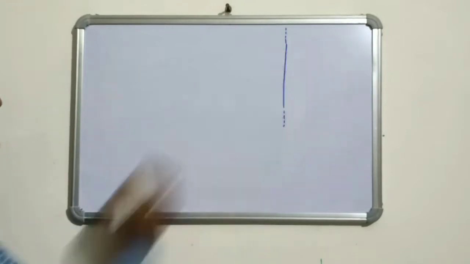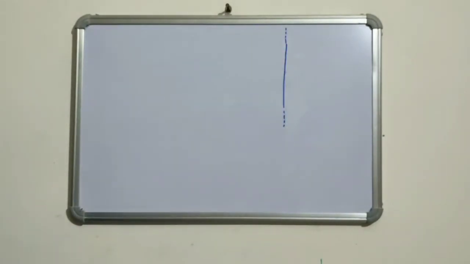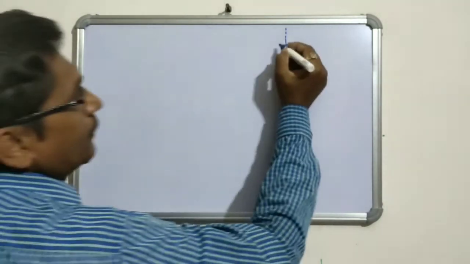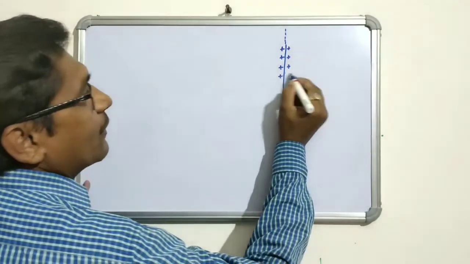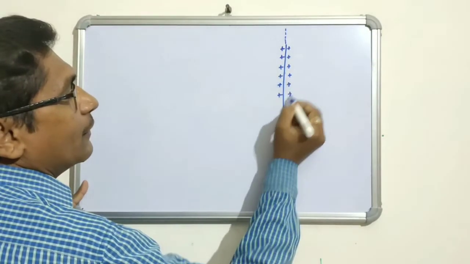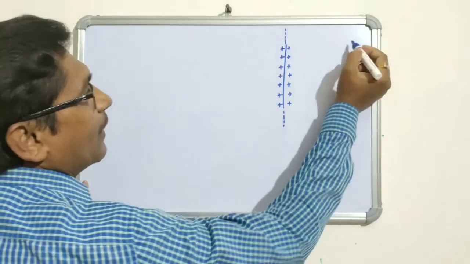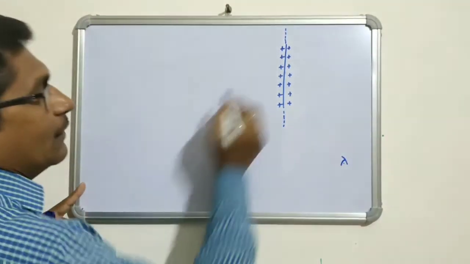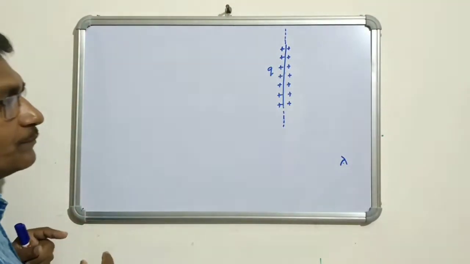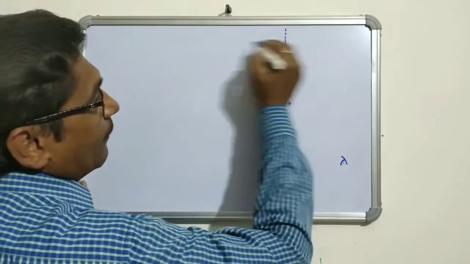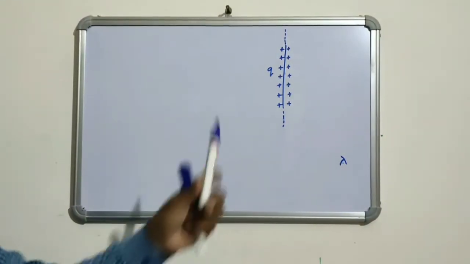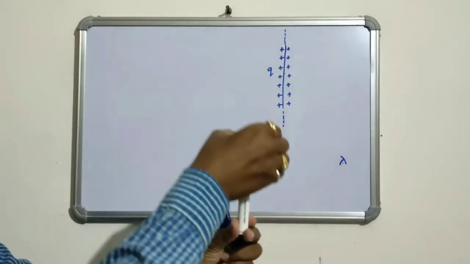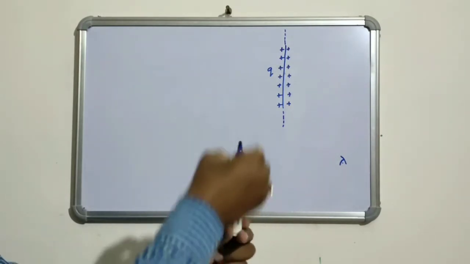By using Gauss law we require a closed surface. This wire is uniformly charged and linear charge density on the wire is denoted by lambda. Suppose charge on the wire is Q, and we have assumed a closed cylindrical surface like this. Suppose this is a thin wire, and it is a cylindrical imaginary Gaussian surface.